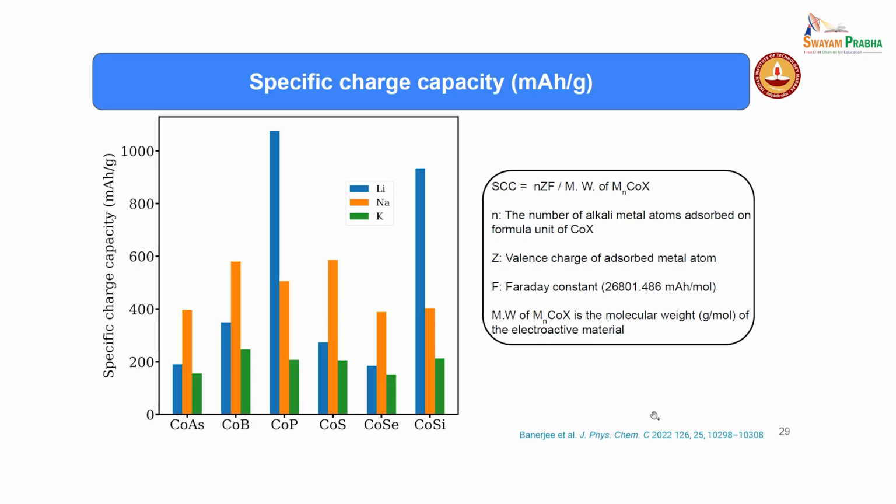So that's the important point that we learned. So those materials that have less voltage and also high specific capacity are the best materials that we can use as the anode materials in the batteries.